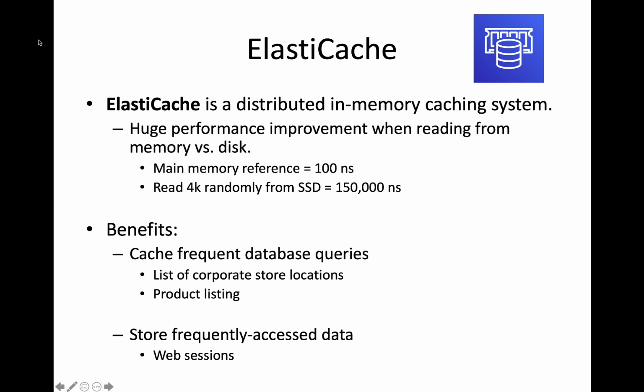And in this slide, I give you an example of reading data from memory versus reading data from an SSD drive, where if you read data from memory, it happens on the order of 100 nanoseconds. If you read that data from an SSD drive, it's 150,000 nanoseconds. Orders of magnitude difference between the two. So anytime you can read data from memory, it's going to be significantly faster than reading it from disk.